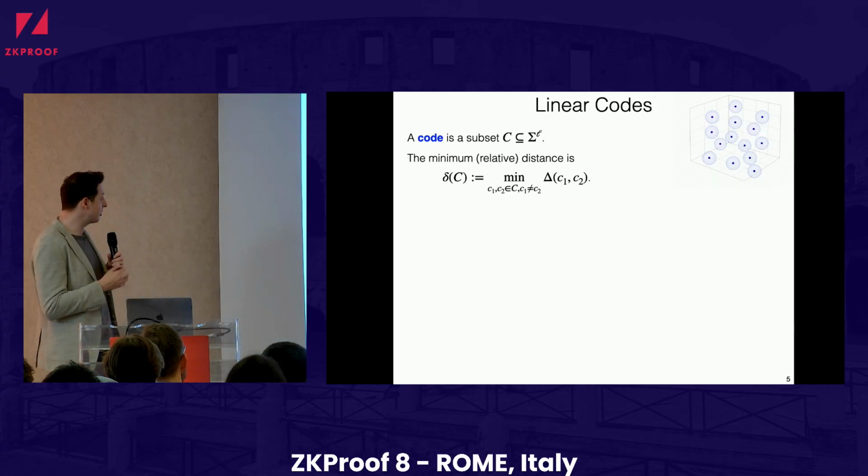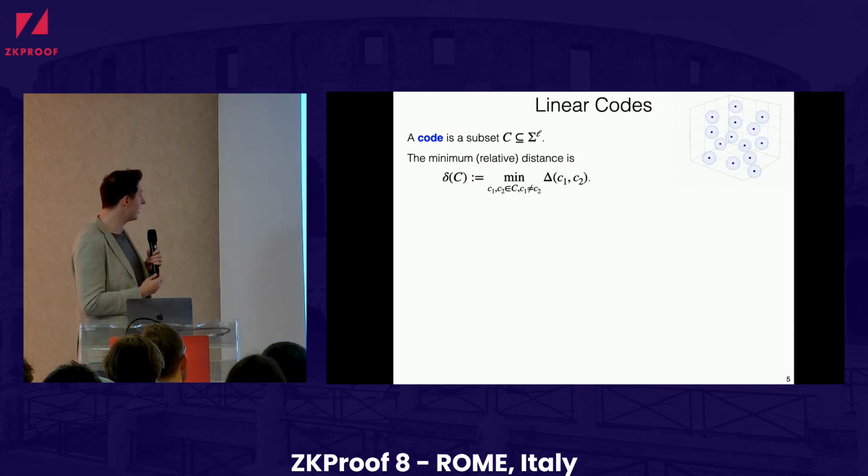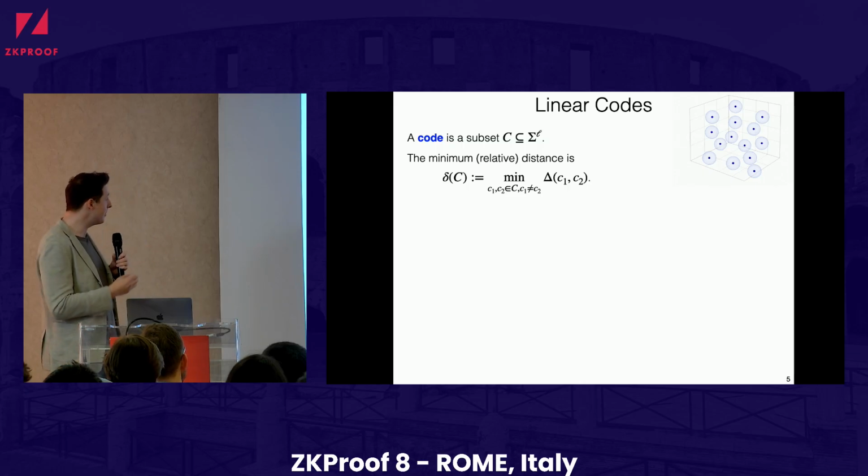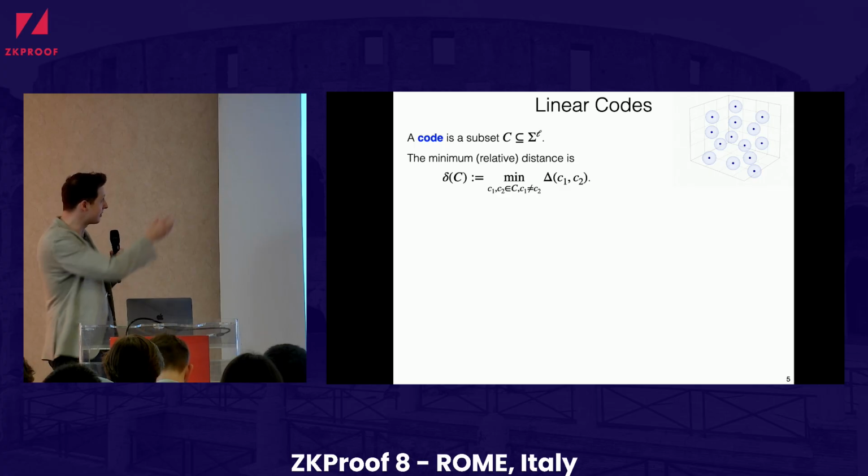What is interesting about codes is that the distance between any pair of elements in the code is bounded away from zero, some sort of constant relative distance. You can imagine these balls around all these points that don't touch each other.